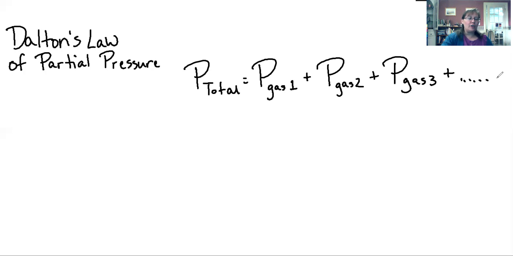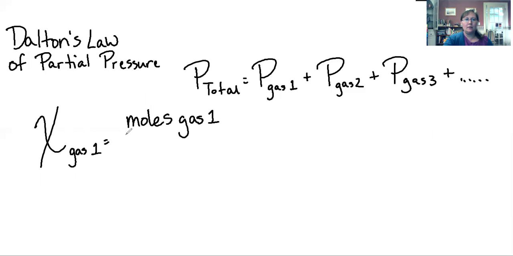Now, in order to be looking at this, one of the things that we're going to need here is another way to define concentration. So we've learned about mass percent, we've learned about molarity, and now we're going to learn about something called mole fraction. And mole fraction is a capital X, and you could say the mole fraction of gas number 1 is equal to the number of moles of gas number 1 divided by the total moles of all the gases.